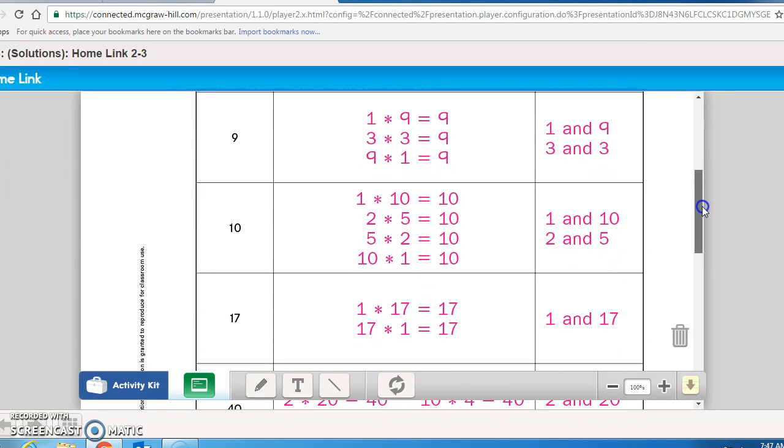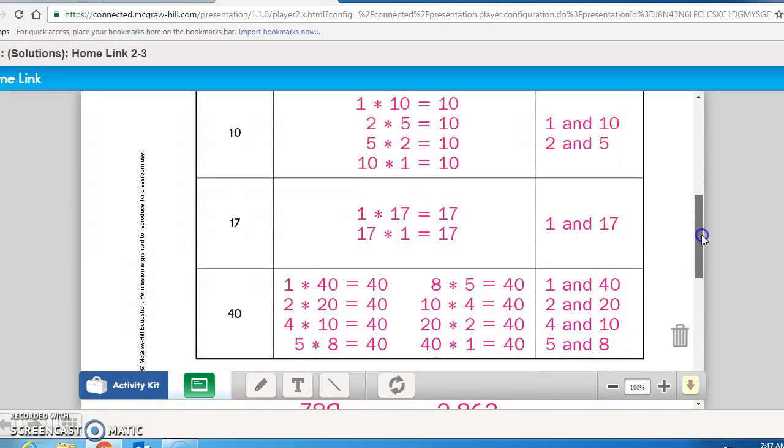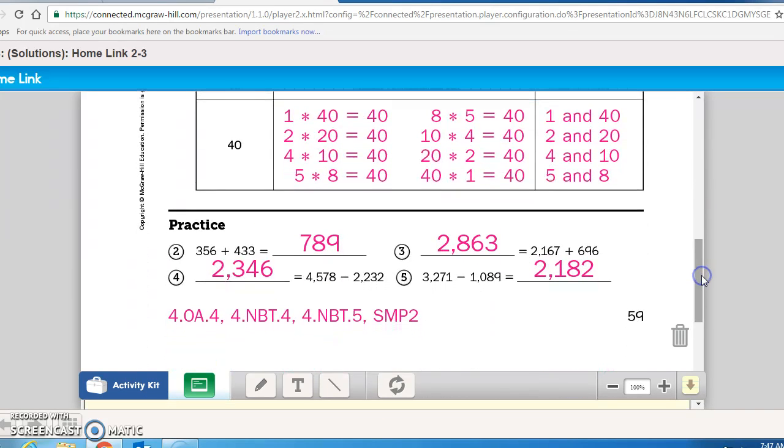So here are the answers for 9 through 17. Pause it if you need it to be there longer. Here are your answers for 40, and then the practice answers at the bottom. Adding and subtracting big numbers is huge and must be mastered in 4th grade. So again, if you're having any problem with those, step back and I will gladly help you.